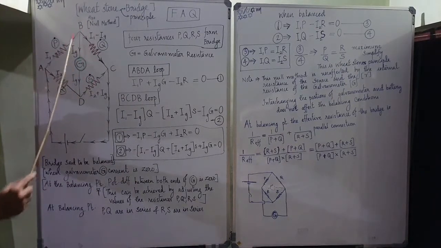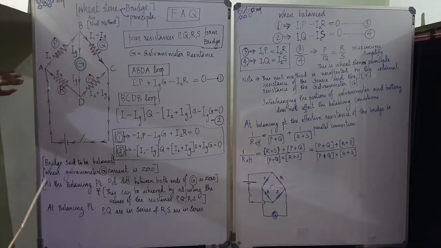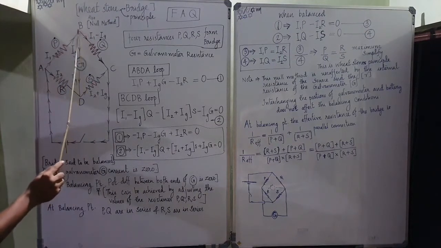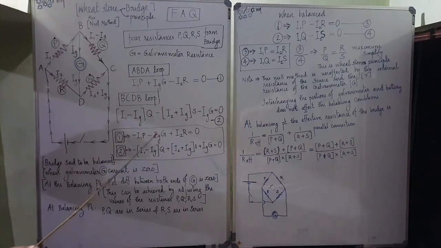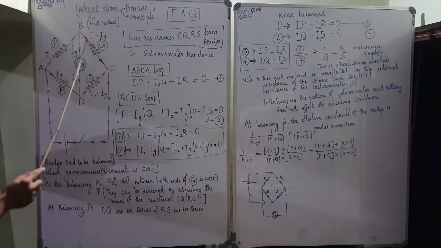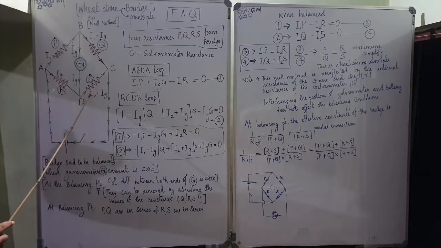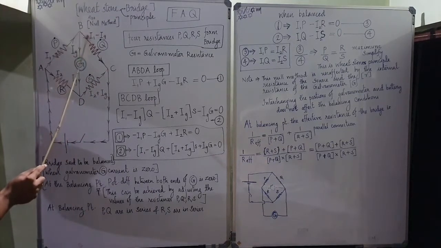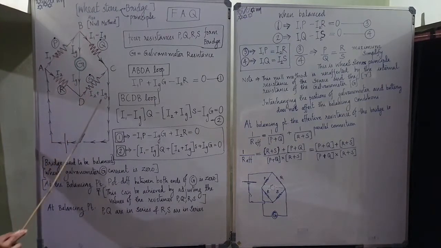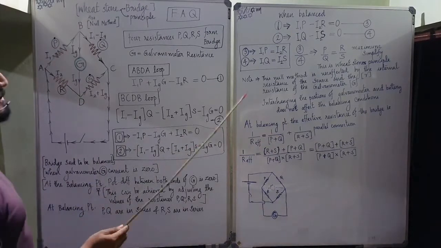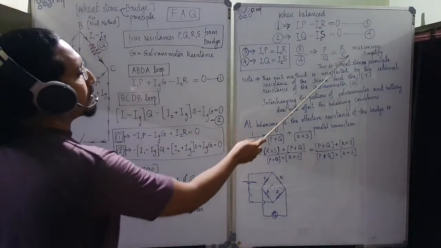Starting from the positive terminal, for BC, I1 minus IG is given a minus symbol. Then when it is going over here, this is opposing, so it is given plus of I2 plus IG. IG also follows the same direction, so plus IG into G.